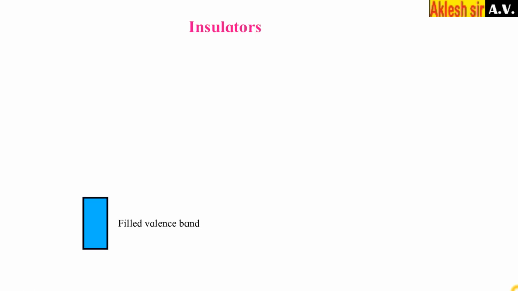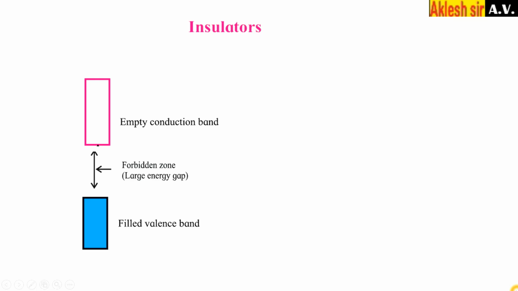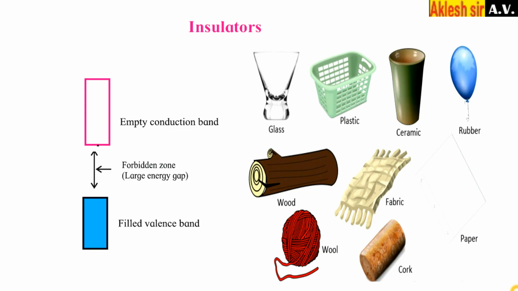Next, insulator. Assume this is a filled valence band and this is the empty conduction band. Filled means all the electrons are there in the valence band and there is no electron present in the conduction band, and the band gap is very large here, so no electron will move from the valence band to the conduction band. Examples of insulators: glass, plastic, ceramic, wood, fabric, paper, cork, wool also you can take. These are all examples of insulators where the conduction band is empty.